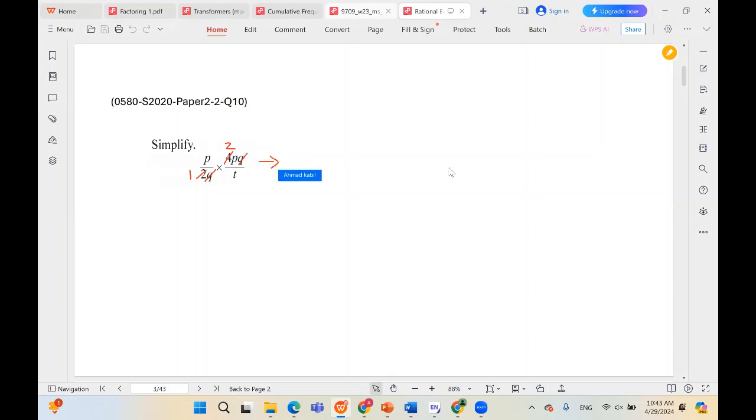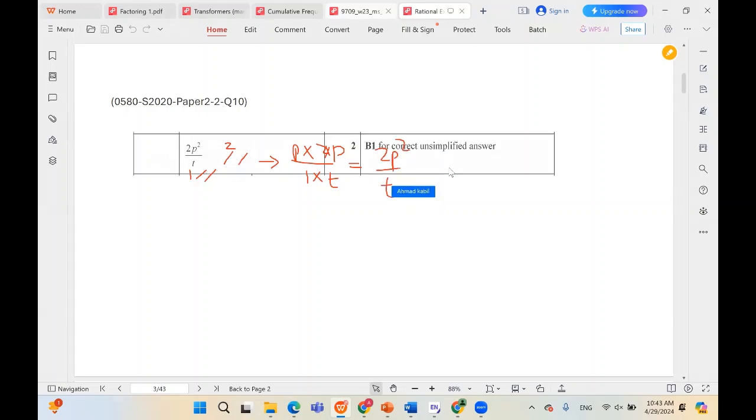And then you are left with p times 2 times p in the numerator, and just 1 times t in the denominator. So this is 2p squared over t as a final answer.